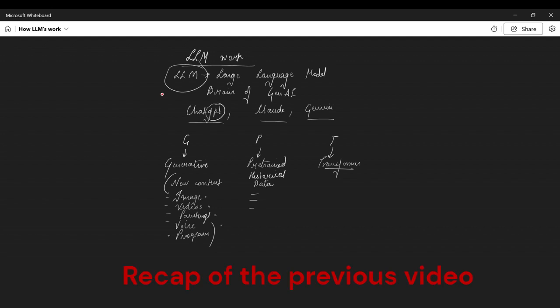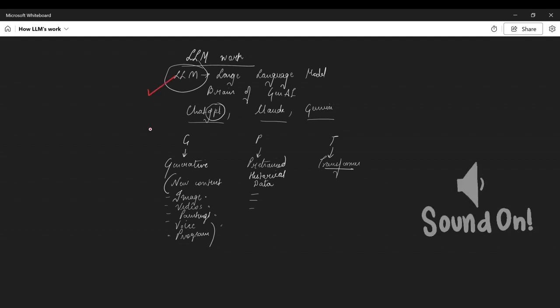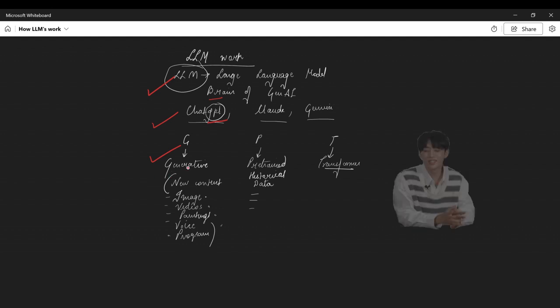Let's revise what we completed in the first video. In the first video, we saw what the long form for LLMs is and how they are kinds of brains for GenAI. We saw different types of brains, out of which we took one of them, which is ChatGPT. We saw what GPT stands for. Then we saw what GPT is designed for.